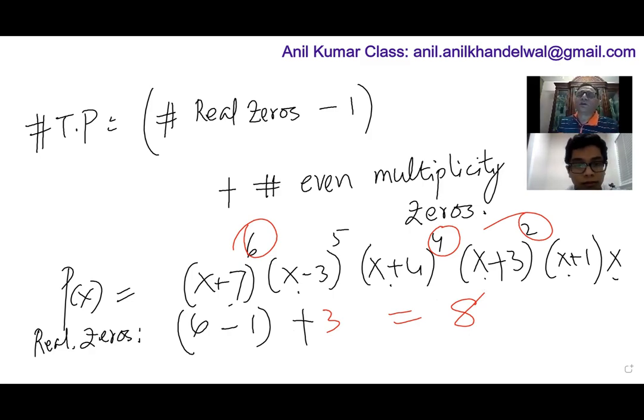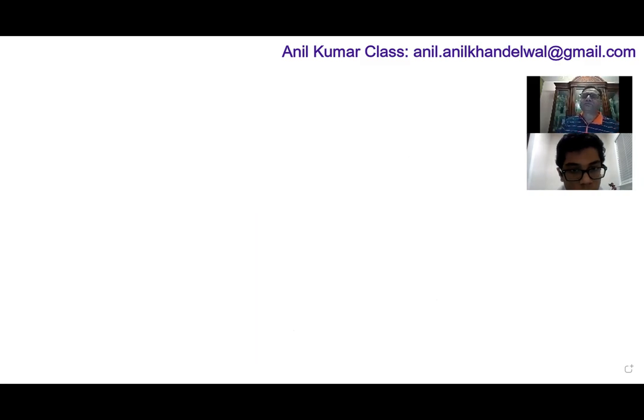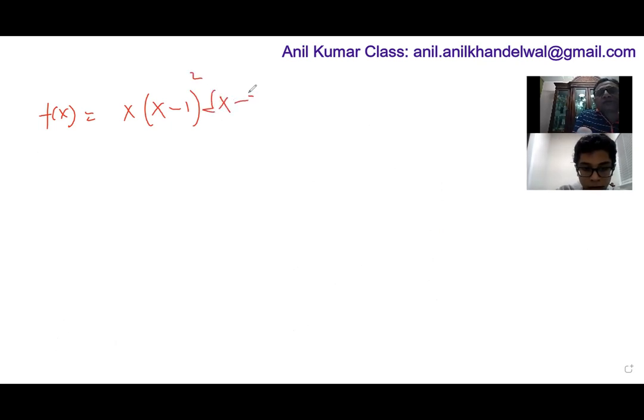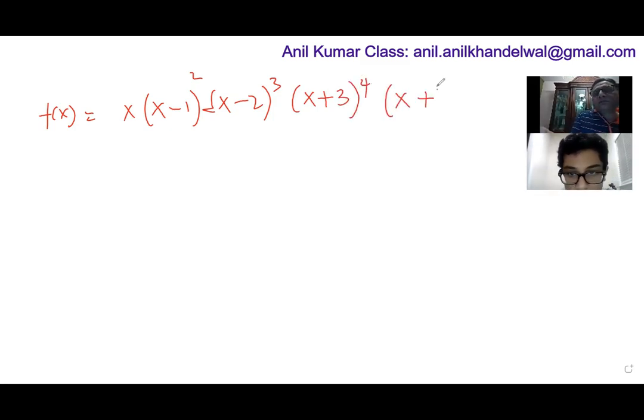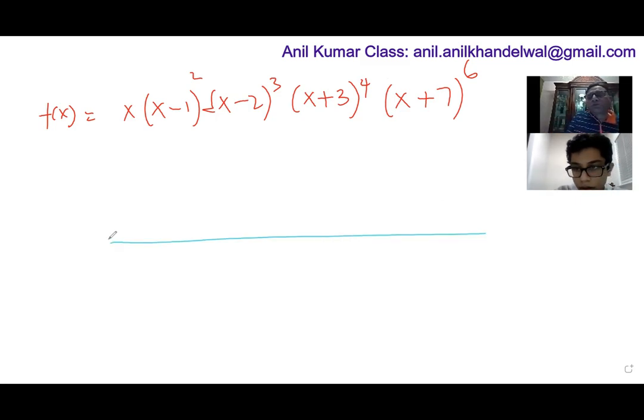We'll now sketch one to verify. Is that okay? So I'm writing a function f of x equal to x times (x minus 1) squared, (x minus 2) cubed, (x plus 3) to the power of 4, and let's say (x plus 7) to the power of 6. It doesn't really matter. The idea is to understand the concept. Nothing is to scale when I sketch.